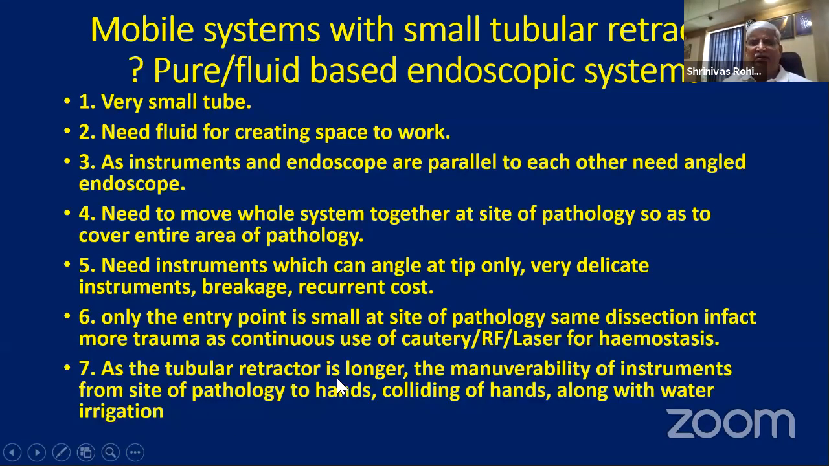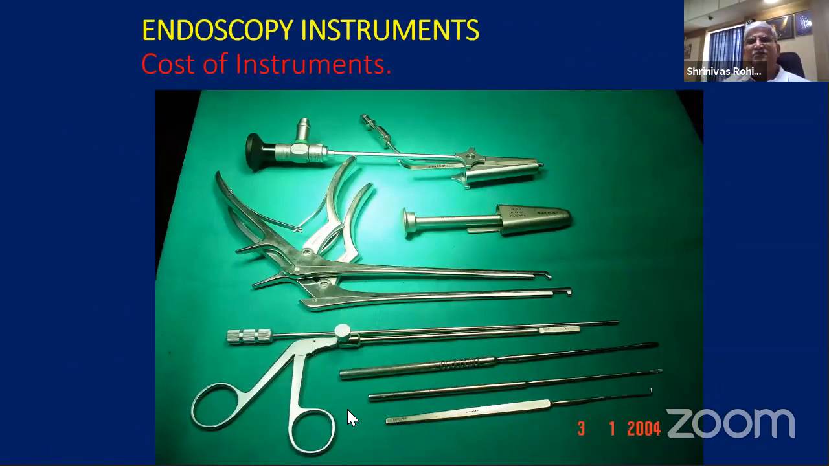As the tubular retractor is longer, for the maneuverability of the instruments from the top to the site of the pathology, there is colliding of the hands along with the water irrigation, which is continuously there. So this is the basics between the fixed and mobile tubular retractor, the air-based and the fluid-based. Now we'll go to the endoscopic instruments.